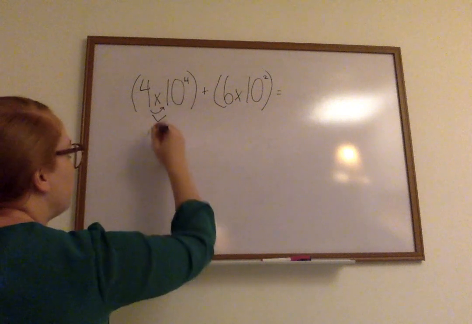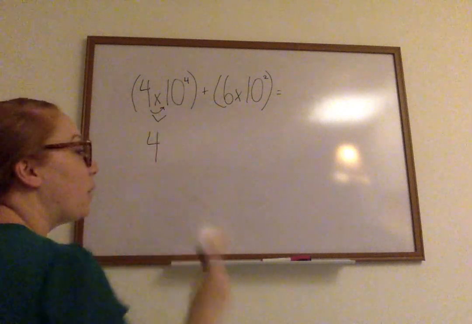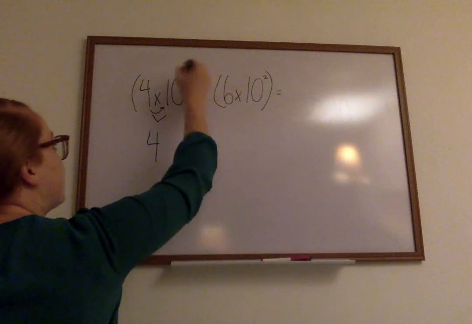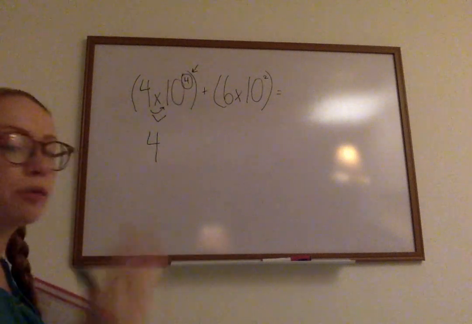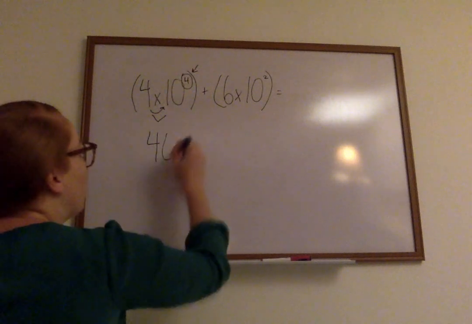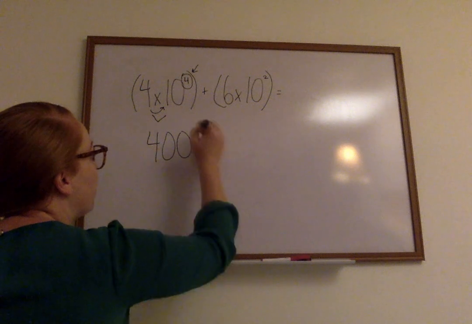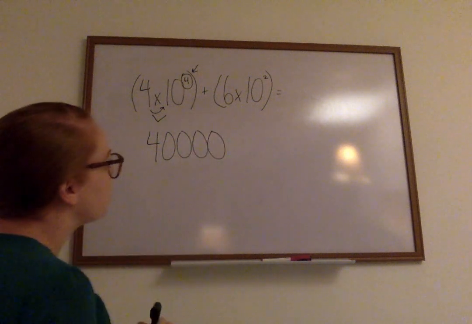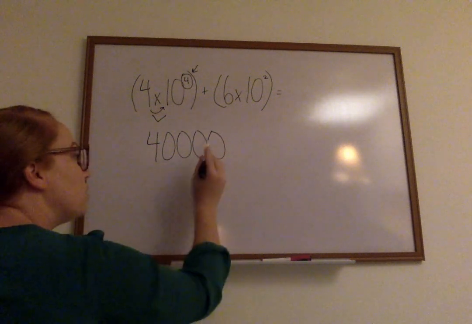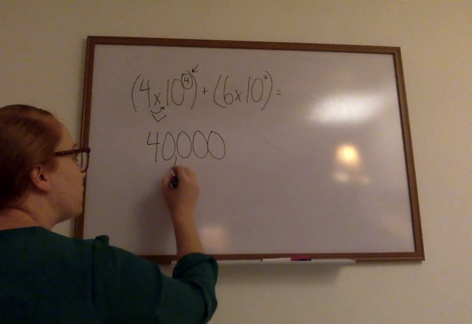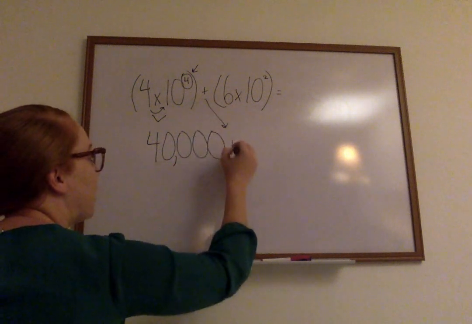4 times 1 is 4. Now we need to figure out how many zeros our exponent will tell us. Our exponent says you need 4 zeros. 1, 2, 3, 4 zeros. We need to add our comma. 1, 2, 3, comma. Our plus sign comes down.